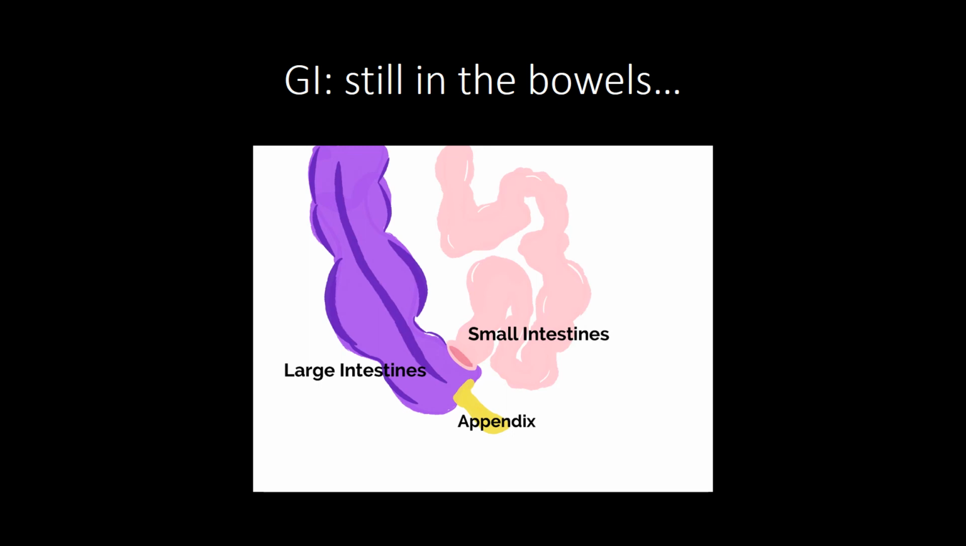Campylobacter jejuni is very commonly seen with bloody diarrhea. It's a fecal-oral transmission, and it's associated with Guillain-Barré.